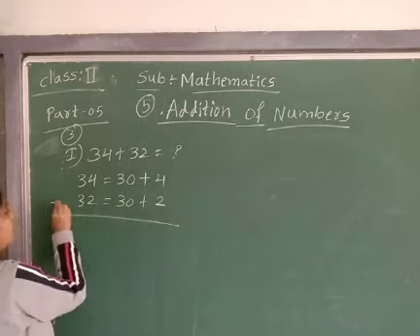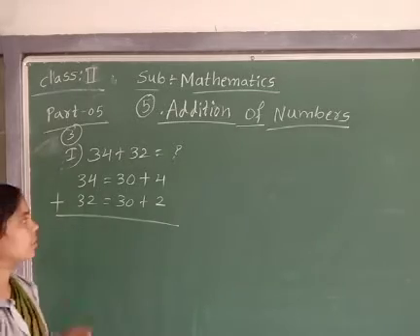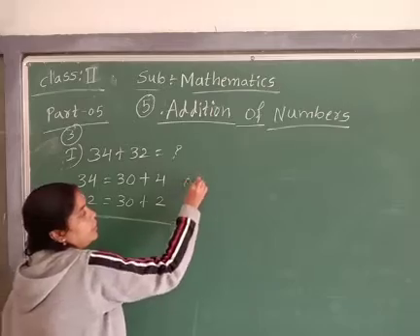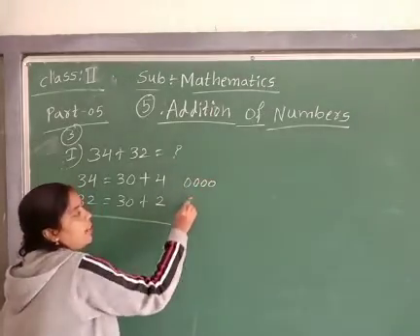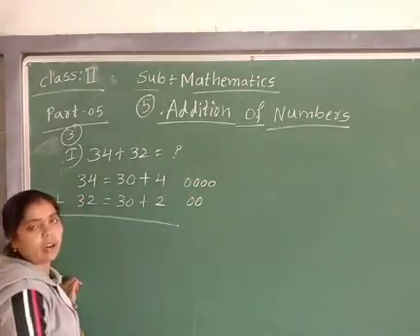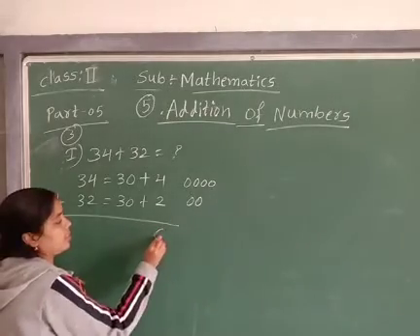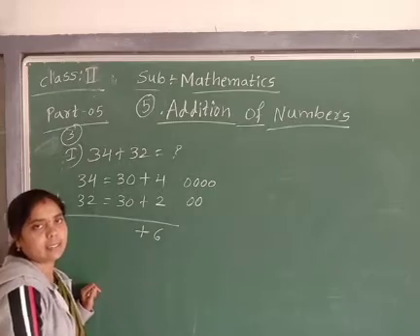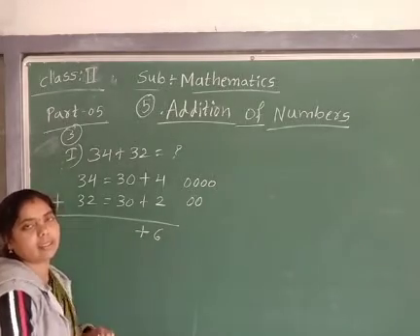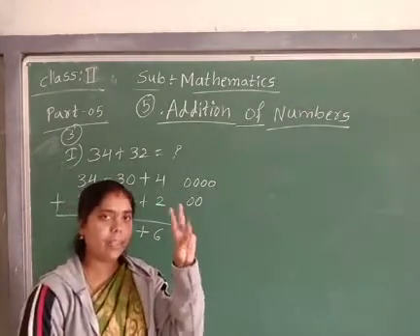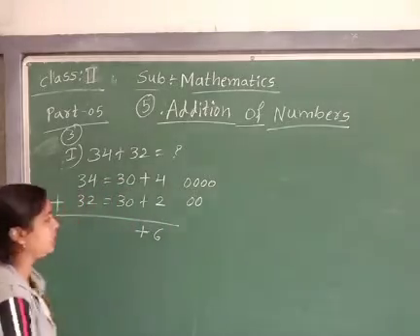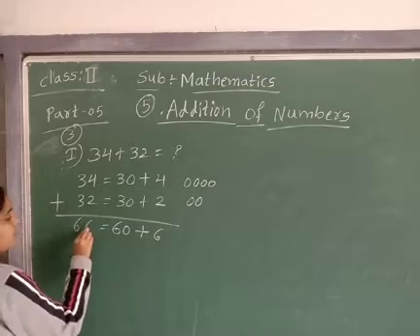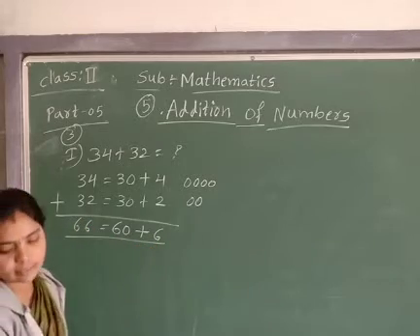So here we will do addition. 4 plus 2. Here 1, 2, 3, 4 balls and 2 balls. Count the total, how many? 6. Plus here 30 plus 30: 30, 40, 50, 60. 60 only? Yes. 60 and 6, so 66. Write all of you, children.